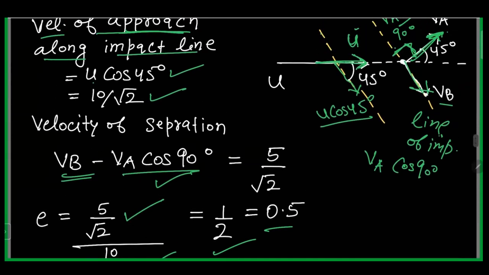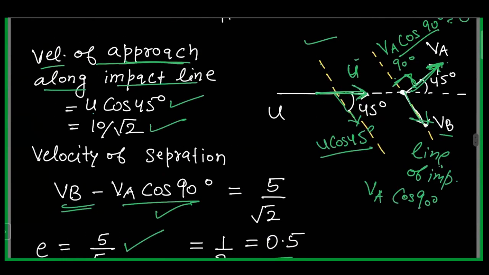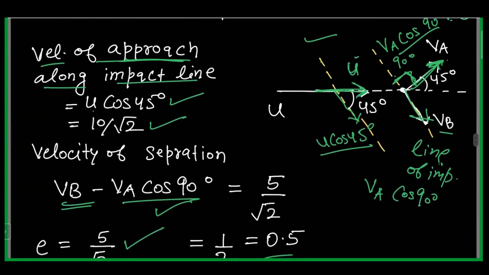So I hope you have understood this concept, how we find the velocity of approach and velocity of separation along the line of impact. It is very important that you find approach velocity and separation velocity in the direction of the impact line. You cannot simply find them in any direction. You have to find them with respect to the impact line. So this was a perfect example to understand this, and this concept is very tricky.